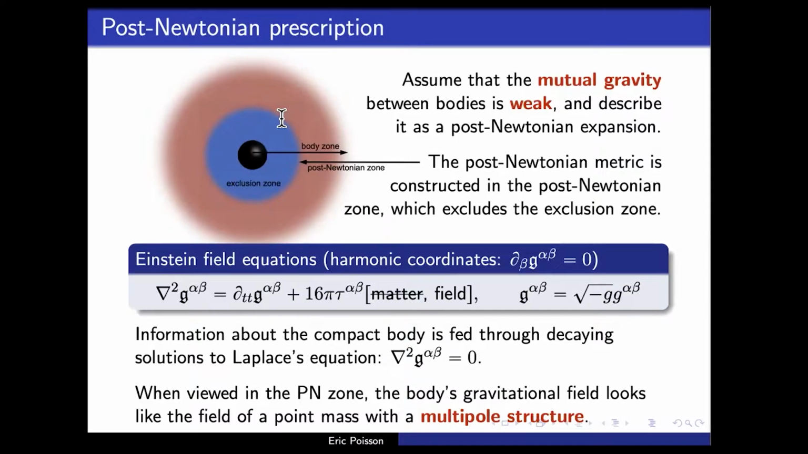And for me, that's the price of entry. So I'm going to consider that to be an essential input. And the input is appropriate when the mutual gravity between my two bodies is weak. The black hole will have very strong internal gravity. The neutron star will have very strong internal gravity. I'm not giving up on that. I'm just saying that the mutual gravity between the black hole and the companion is going to be weak.